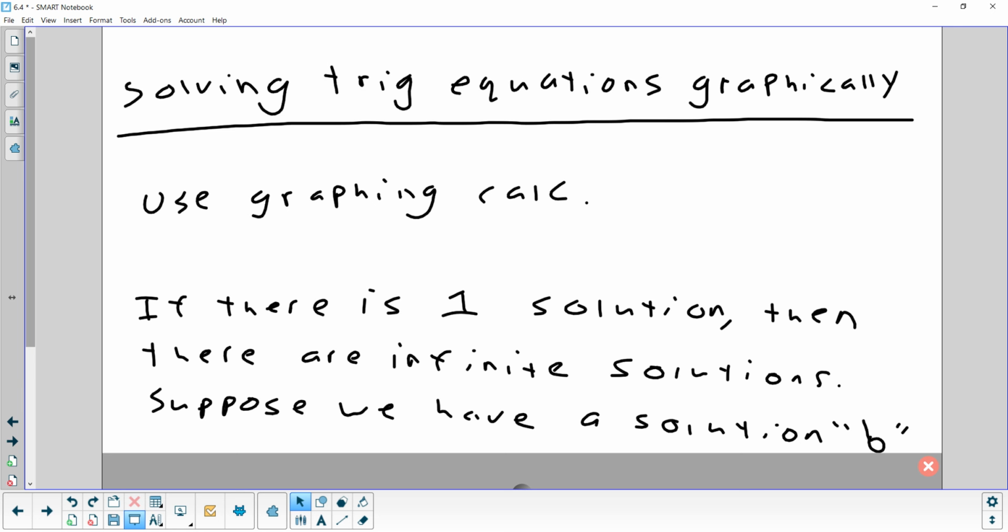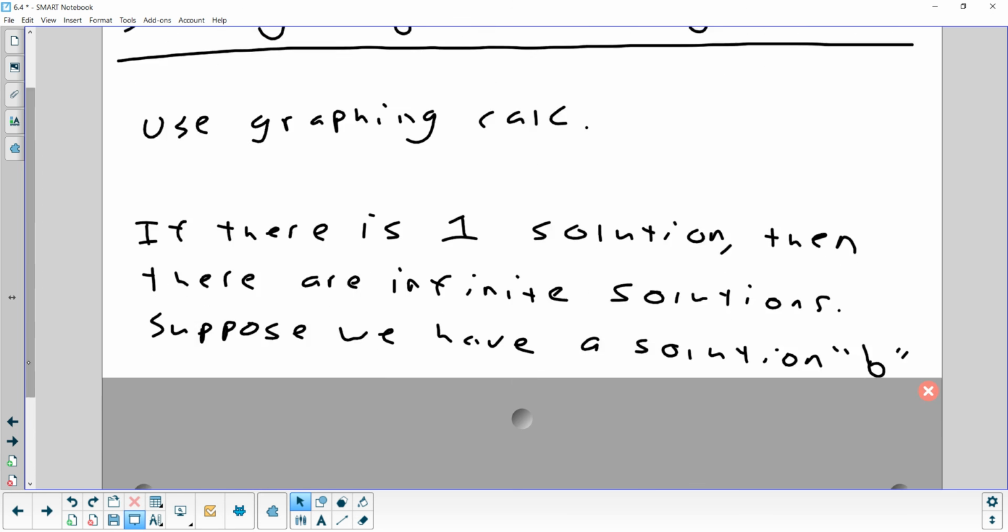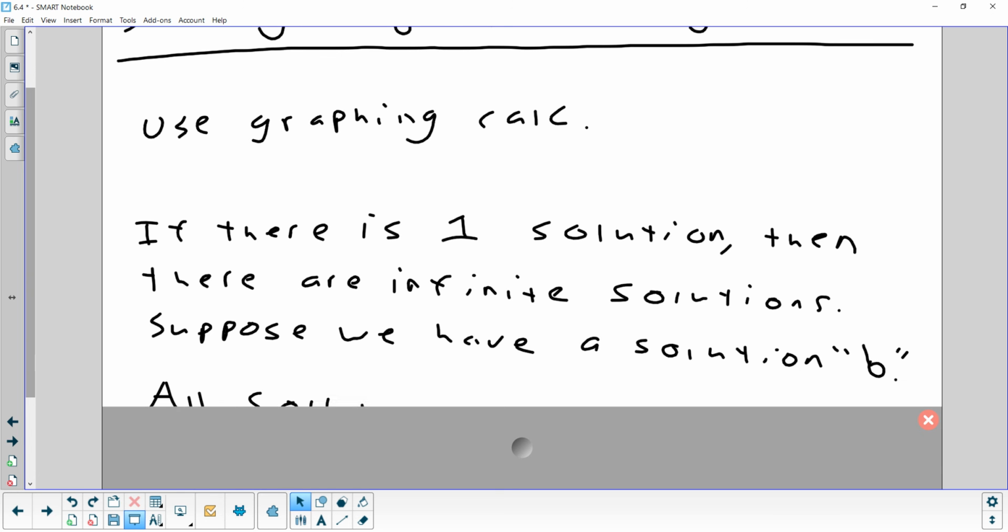But really, if you were to zoom out, and you had a horizontal line and a wave, how many times would they cross each other if you zoomed out forever? Infinitely many. Basically, if it crosses one time, it's going to cross infinitely many times because the picture is going to repeat itself forever.